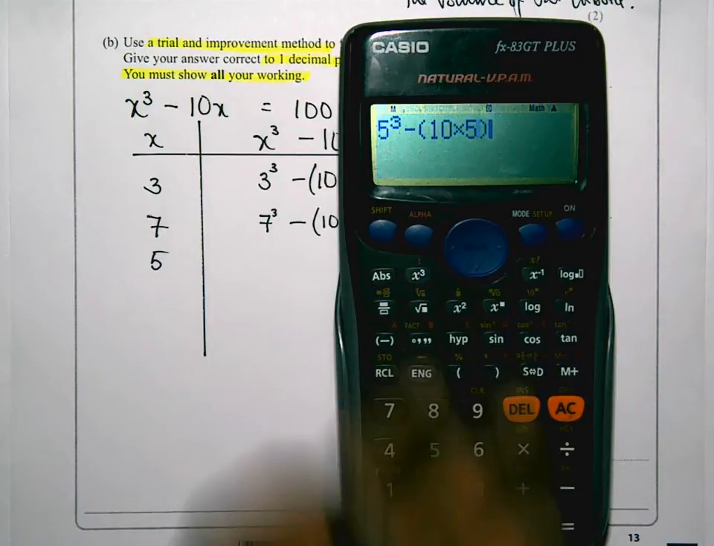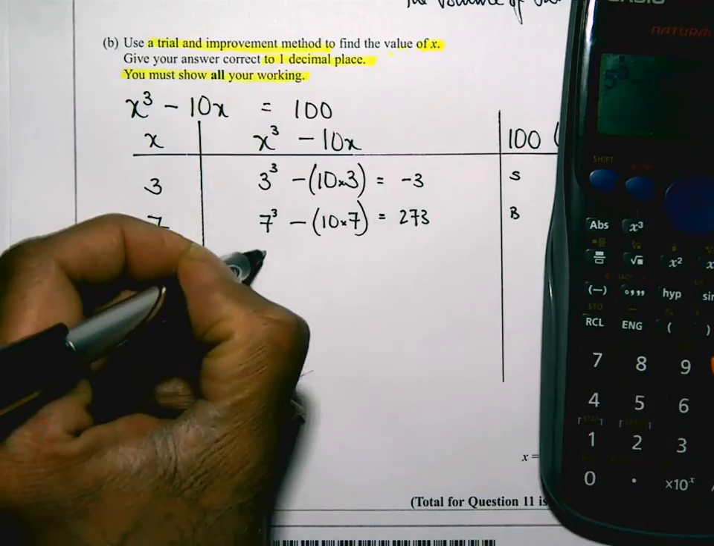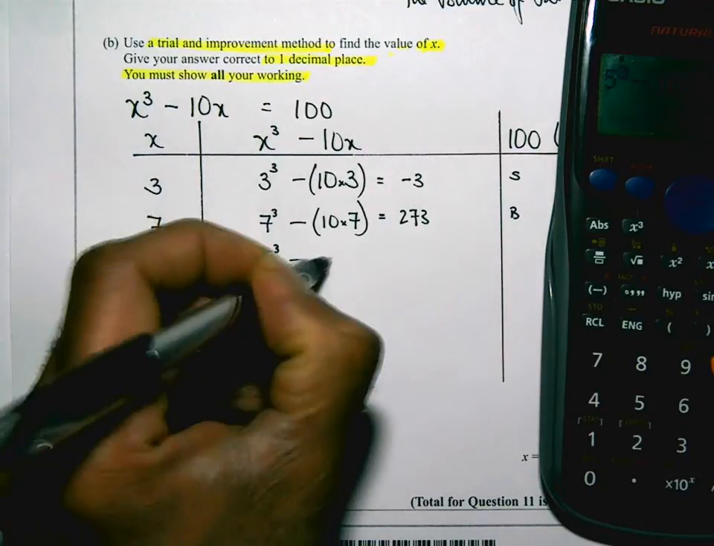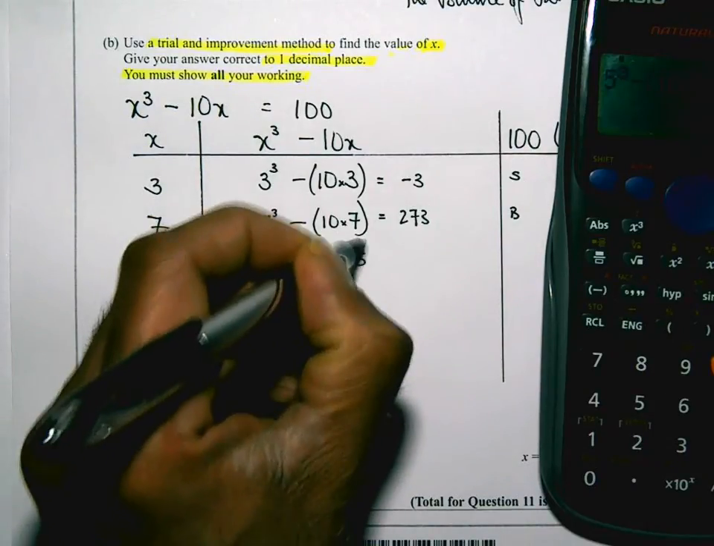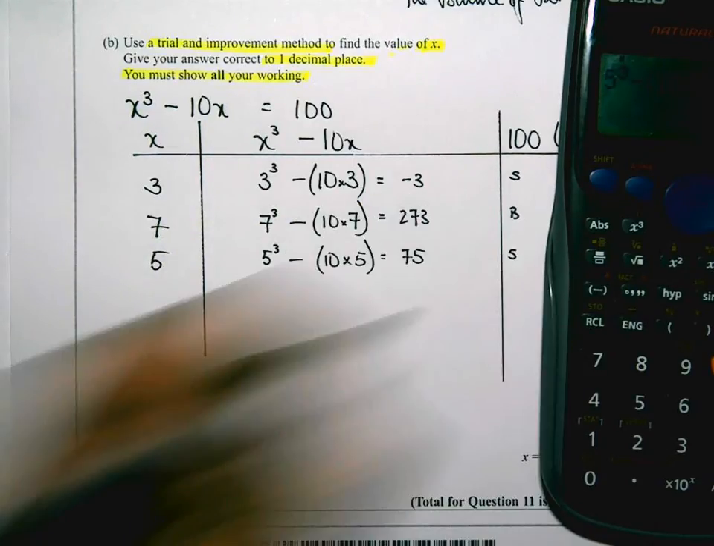That's 75. Actually, I didn't write it in. 5 cubed take away 10 times 5, and that gives me 75. Now that's too small, but that is going to be closer to 100. I'm going to try 6 now.